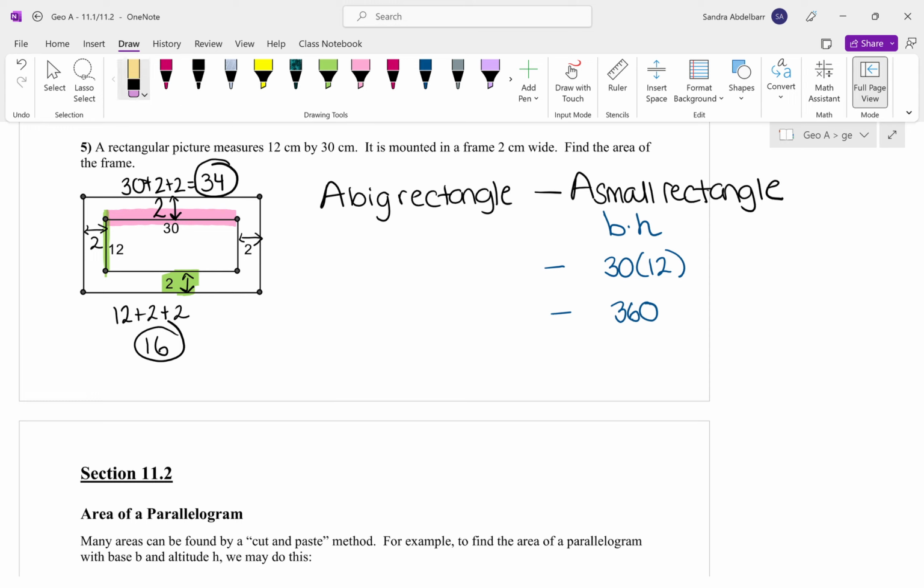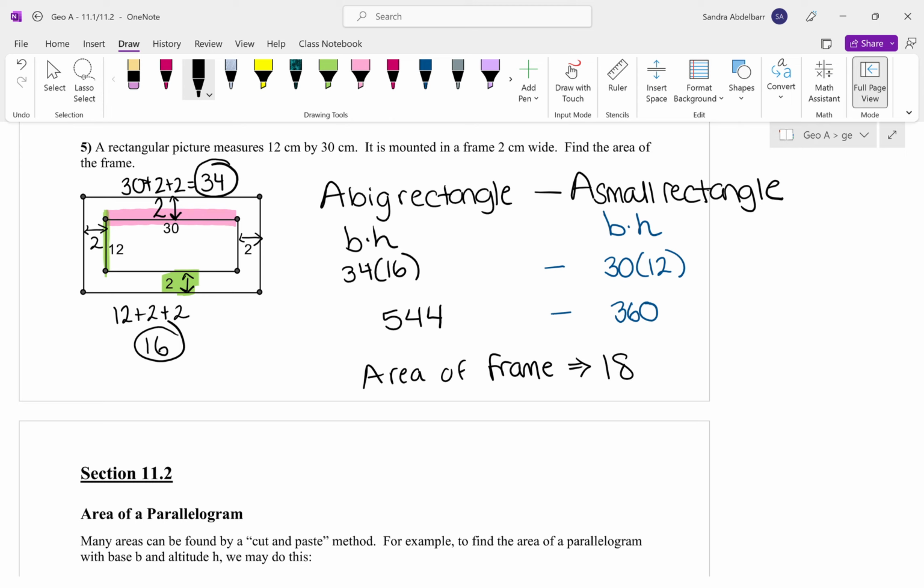So then what are we going to do? We're going to do the area of the big rectangle, so base times height, which is going to be 34 times 16. 544? Thank you. So then what is the area of the frame? Anybody subtract those? I don't know. Oscar? 184. Is that what you said, Sam? All right, 184 centimeters squared.